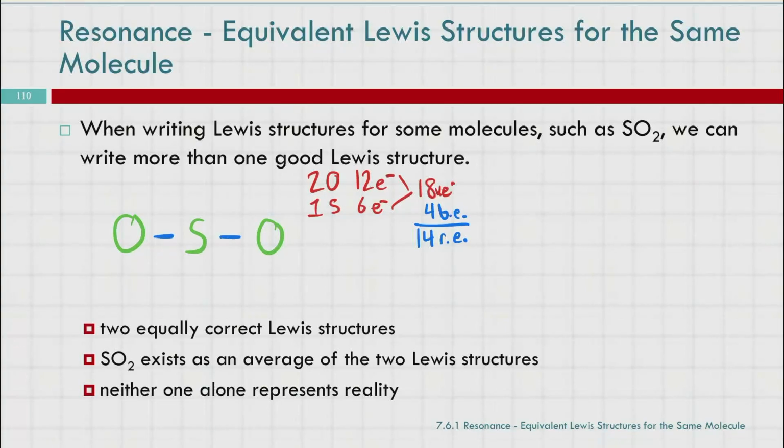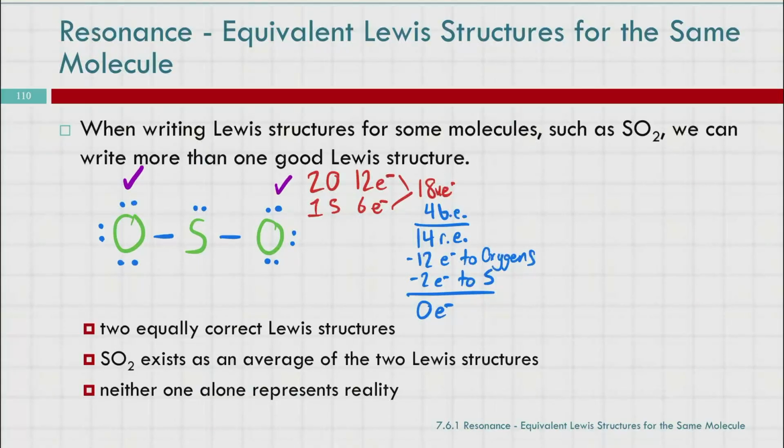We're starting from the outside and working our way in, so each of these oxygens can take on 6 electrons. So 6 electrons to each of our oxygens. That leaves us with 2 left. And so those 2 electrons then go on the sulfur. If we look at our octets, oxygens have full octets. Sulfur has 6 electrons.